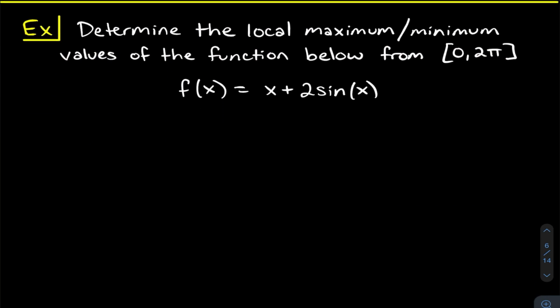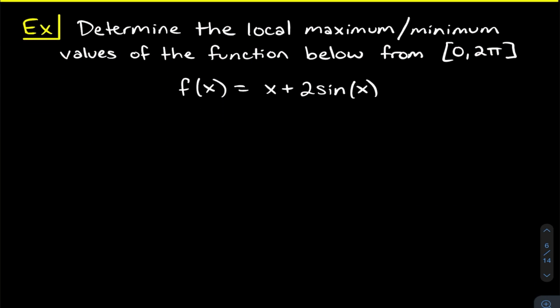Cool. So then let's use that first derivative test and actually do a problem. This problem says to determine the local max and min values of the function below from 0 to 2 pi. That function below is f of x, which is x plus 2 sine x. So for this, what are we going to do?